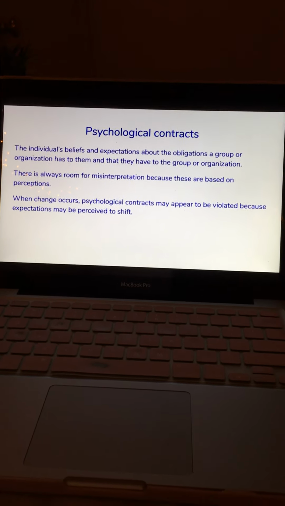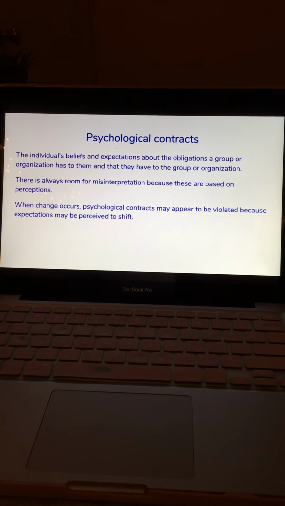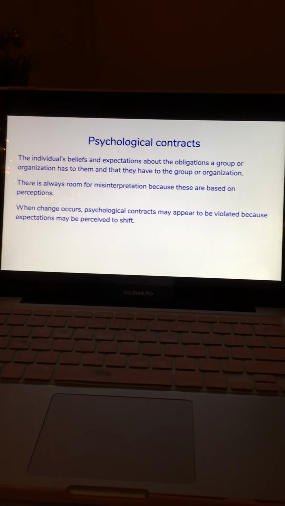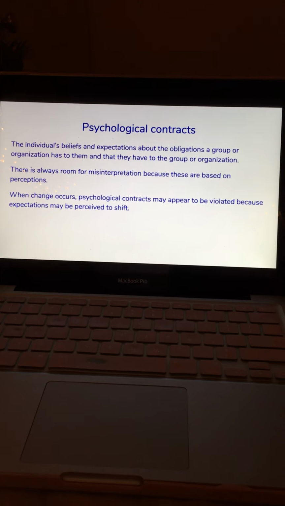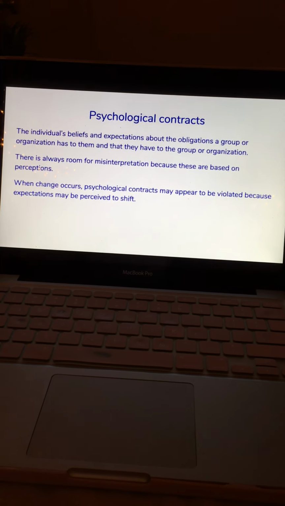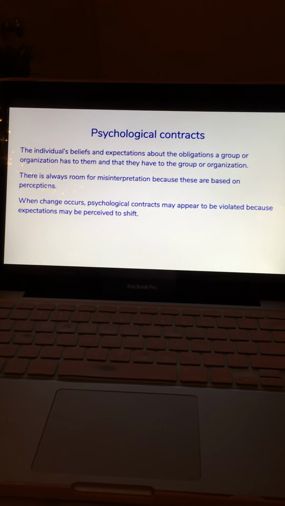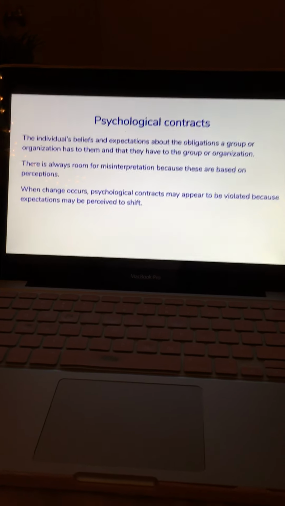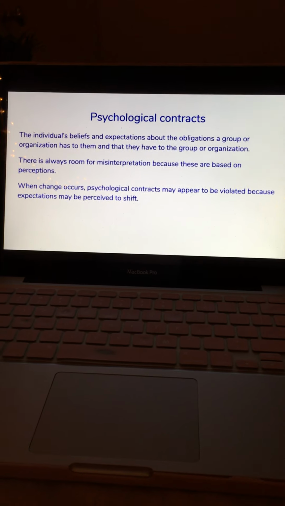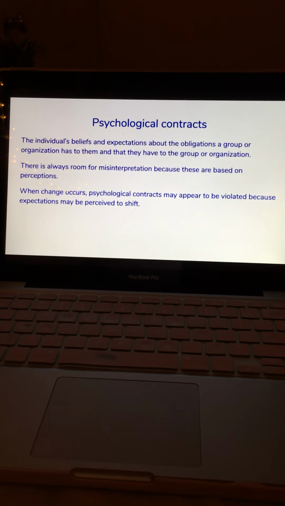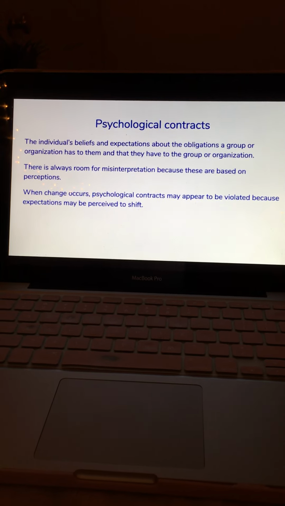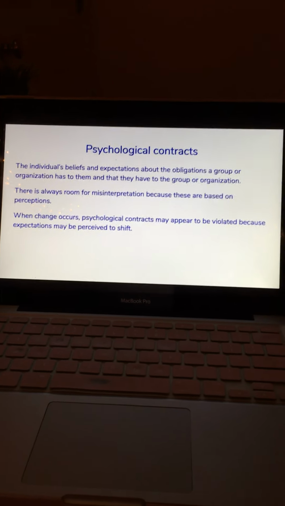So then it talked about psychological contracts briefly. These are the individual's beliefs and expectations about the obligations a group or organization has to them and they have to the group or organization. So there's always room for misinterpretation because these are based on perceptions. People have different perceptions on certain things. So when change occurs, psychological contracts may appear to be violated because expectations may be perceived to shift.